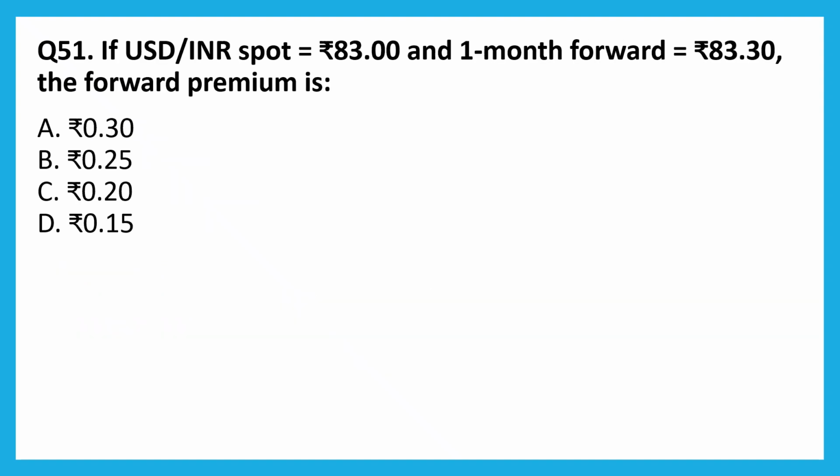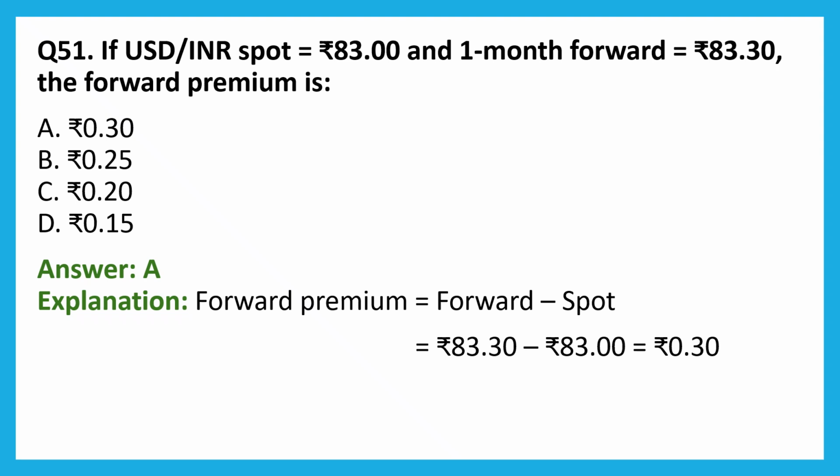Next question. If USD INR spot equals 83 rupees and 1 month forward equals 83.30, the forward premium is option A, 0.30, option B, 0.25, option C, 0.20, and option D, 0.15. Correct answer is forward premium equals forward price minus spot price, that is 83.30 minus 83 equals 0.30.